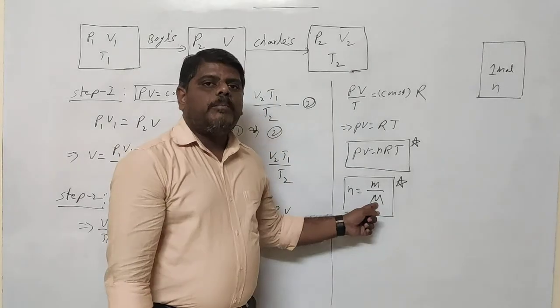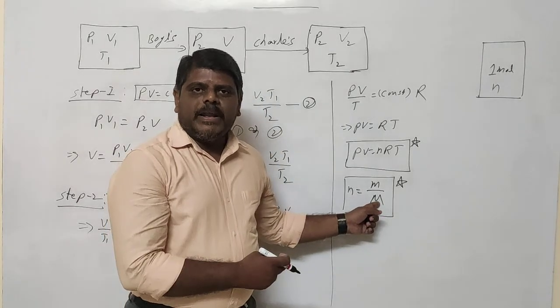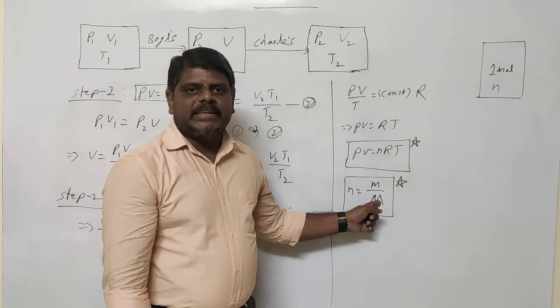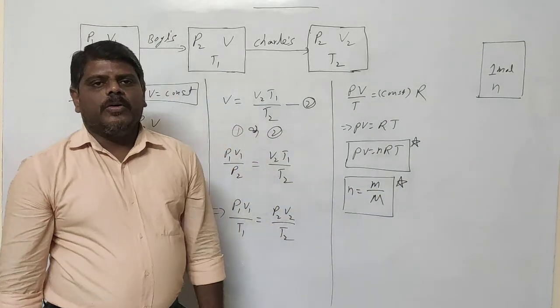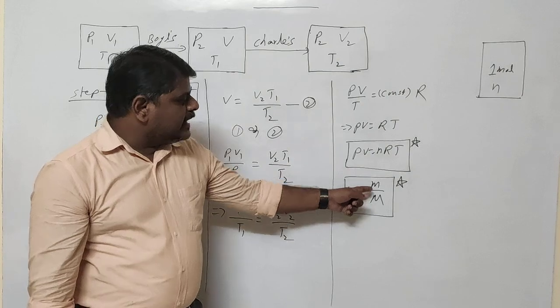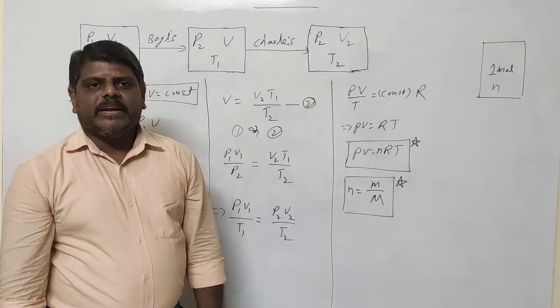Capital M represents the molecular weight of the gas itself. So if I find the ratio of them, we will get the number of moles. So n is equal to small m by capital M, you can write.